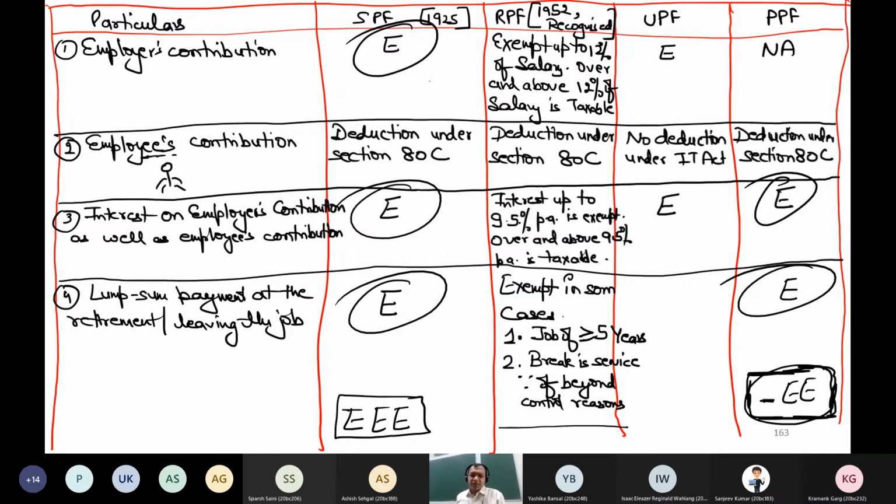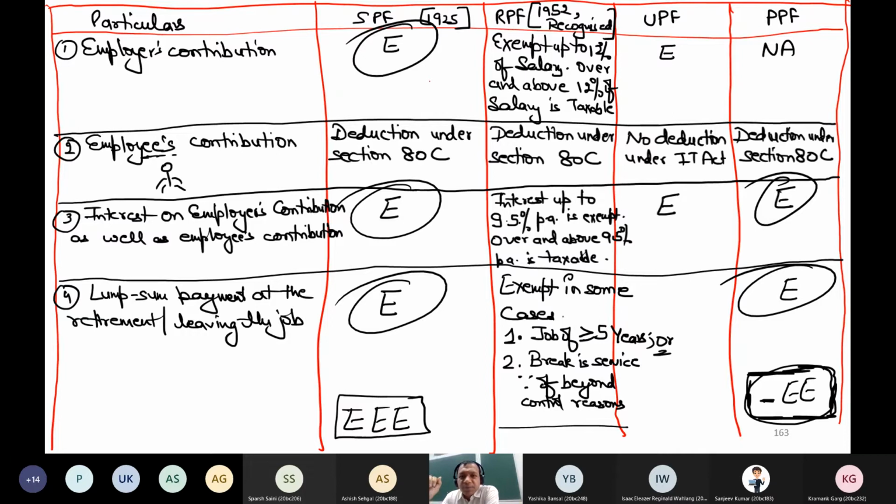That lump sum payment at the time of retirement or leaving the job, in case your provident fund is RPF, is also tax free. But in some cases it is tax free, and normally if examiner doesn't tell me anything, I will assume that this situation is satisfied. Okay, this is or word, not and or. Normally we assume in all the cases that the job must be continuing for at least 5 years. But in real life, you check case by case. For our examination level or undergraduate level, PG level, professional level, normally it is assumed that the theory conditions are by default satisfied.